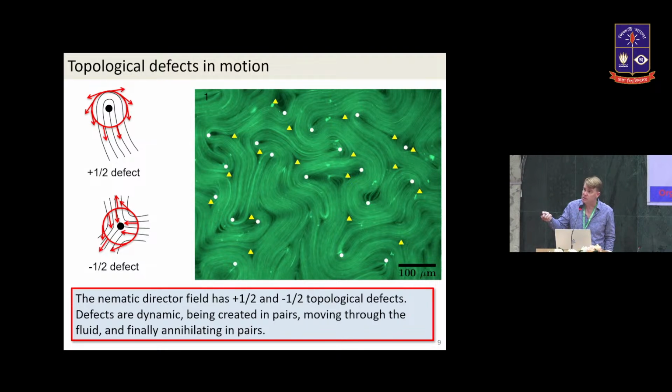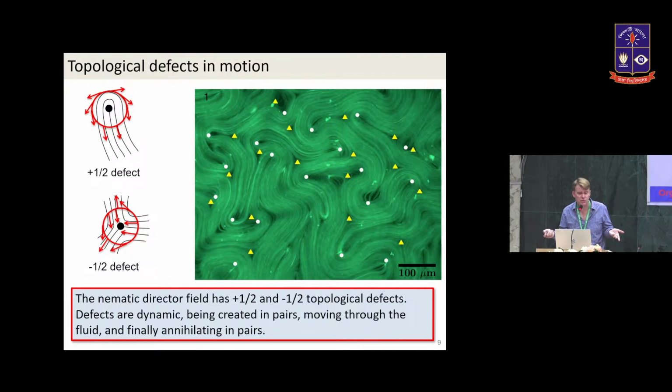And I should note that because we have this nematic symmetry, a vector pointing to the left and a vector pointing to the right are really the same. Now, down here for the -1/2 defect, if I do the same thing, I begin with, in this case, a vector pointing upward, and I go clockwise around the defect. The vector rotates a half turn in the counterclockwise direction, so that's why it's called -1/2.